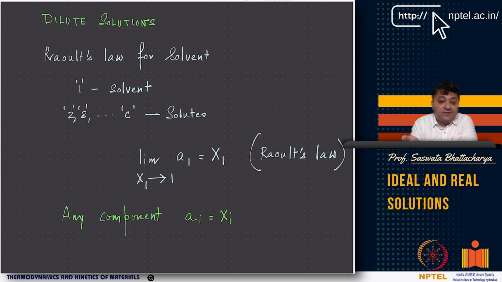Actually, for any component, if that component is large enough compared to the other components, Ai equal to xi is basically Raoult's law, right? So for any component we can write it, and if Ai equals xi, it is basically an ideal definition. So Raoult's law is basically for ideal solutions. And again, in the limit x1 tends to 1, A1 goes to x1.